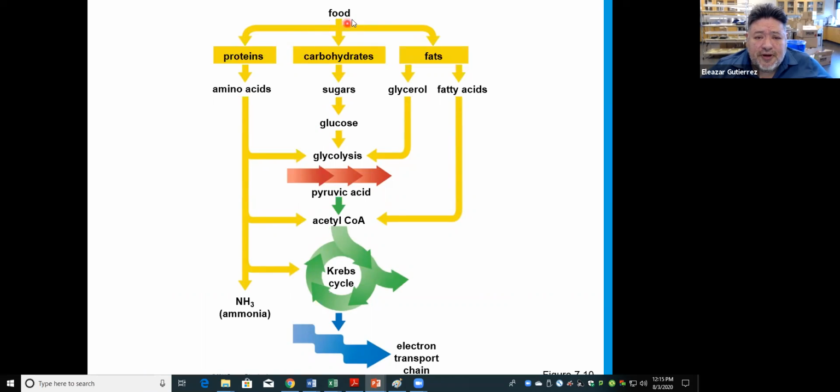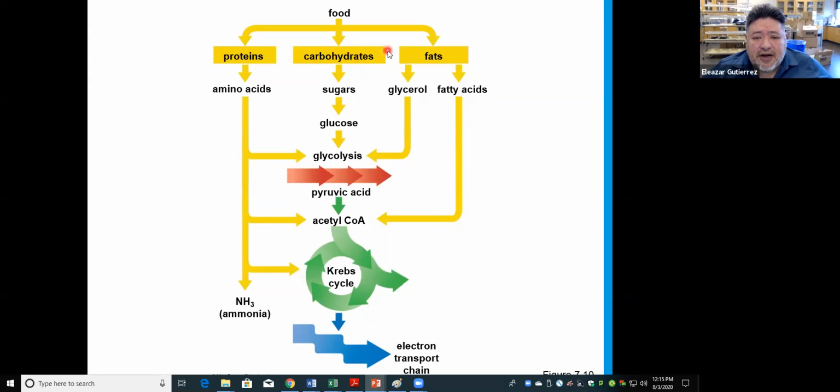So here's your food, right? And again, proteins must be broken into amino acids. There's 20 different amino acids. So depending on the amino acid, it can enter at different points. It can enter into glycolysis, or it can enter the Krebs cycle at different pathways.